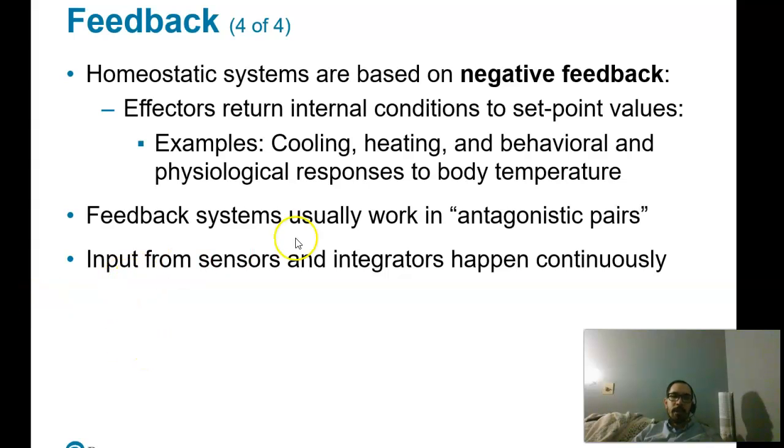Okay, so you can see that input from sensors and integrators happen continuously because the body's constantly trying to maintain homeostasis.